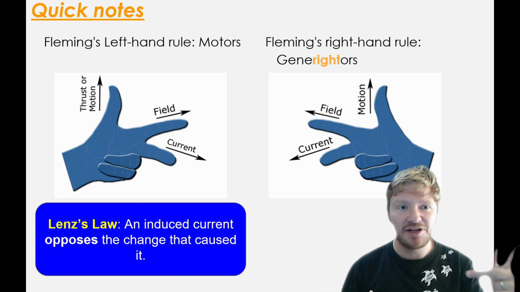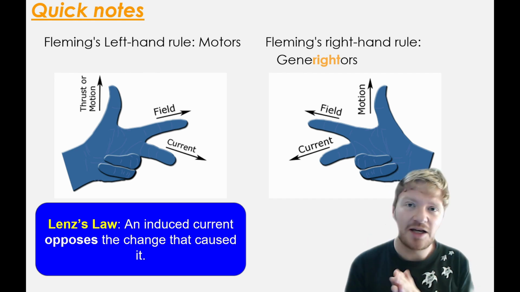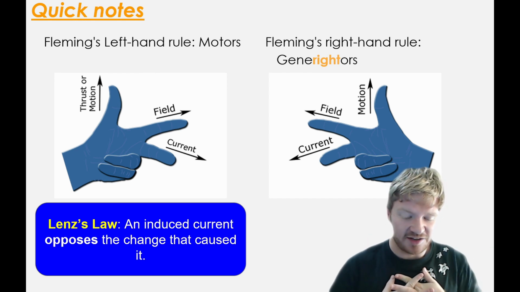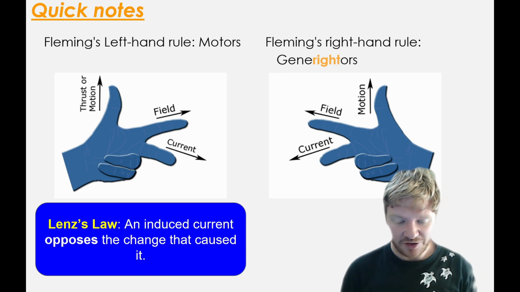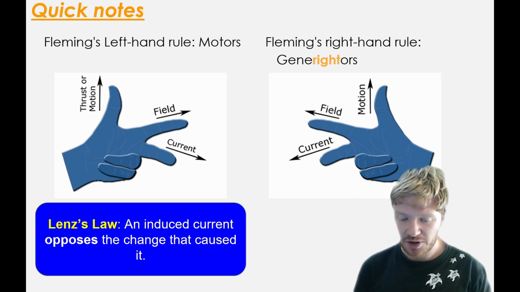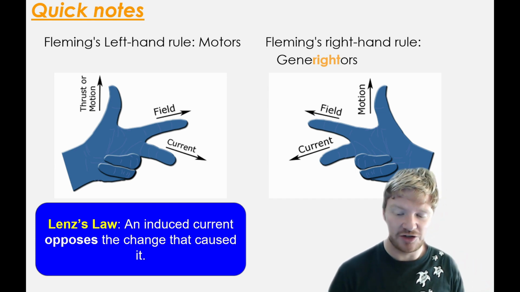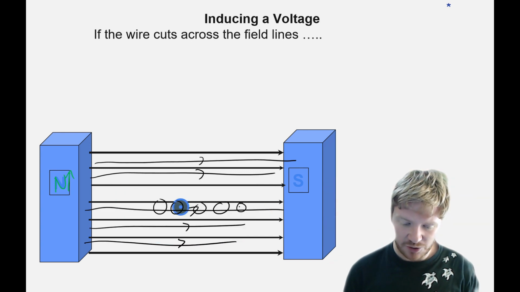If you are putting current in and you're getting motion out, you use the left-hand rule. Now, why is that? This comes down to the idea of Lenz's law. Lenz's law tells us that an induced current, that's one that we're making with a generator, will oppose the change that caused it.